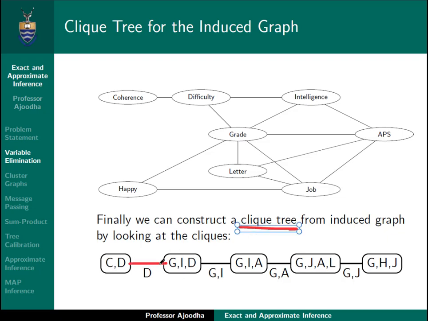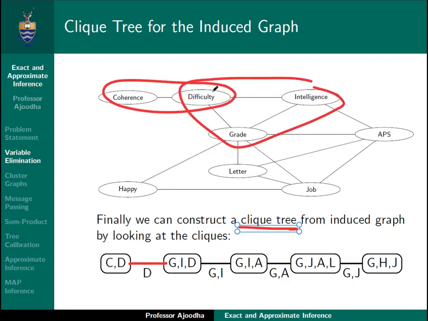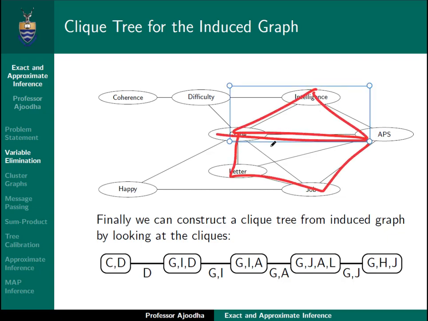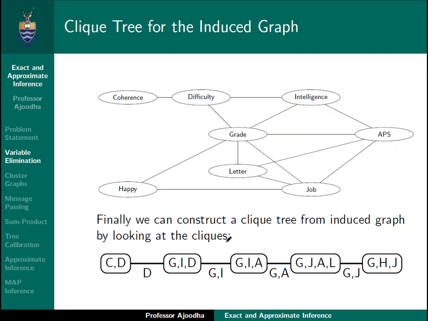So we're connecting them. For example, these two are connected on D because this clique here and this clique here are connected with D. And I'll show you another one. That's a more difficult one to look at. This one here and this one here, it looks like a house, are connected by G and A because these two are touching here and these two are touching here. So we can put them together and we call this a clique tree from the induced graph. And we deduced this by looking at the cliques.